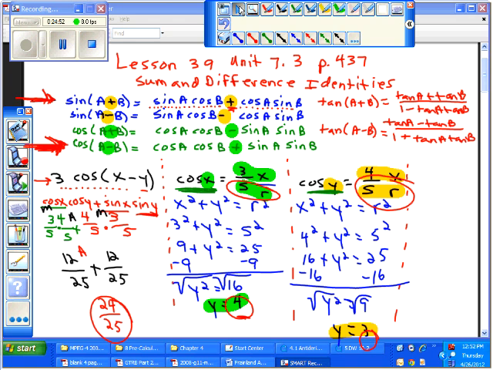So you need to know that sine is y over r, cosine is x over r, tangent is y over x. Do the Pythagorean theorems. You have to know how to expand the sum and difference. And then you plug them in, and after that, you got to know how to deal with fractions. Okay? Any questions so far?